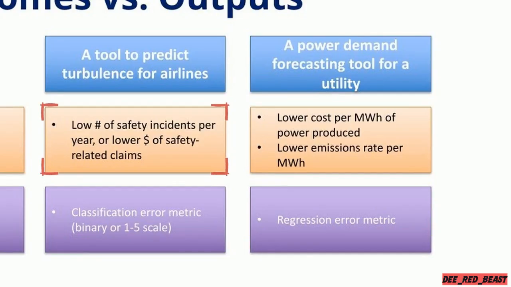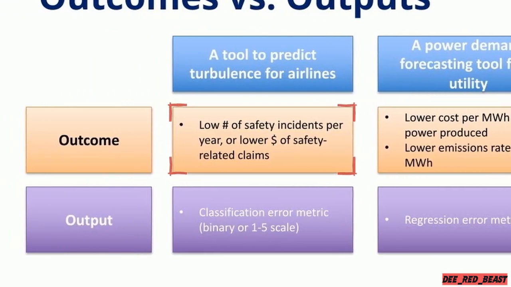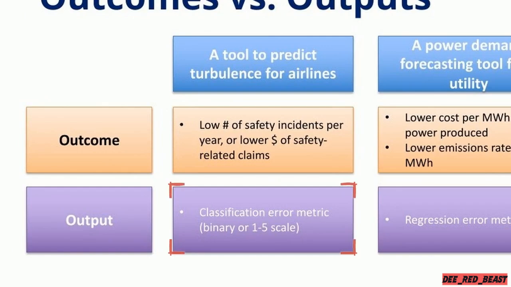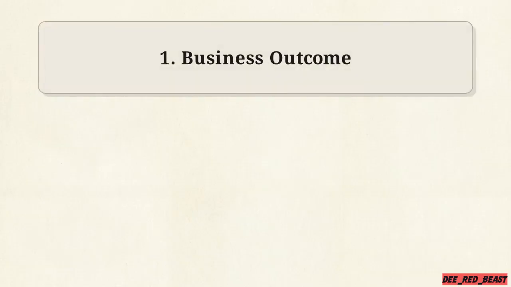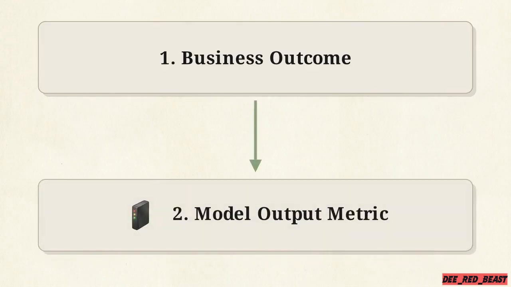Compare that to the airline turbulence prediction tool on the left. The business outcome shifts to minimizing safety incidents. That requires a completely different technical output, specifically a classification error metric on a 1 to 5 scale. Leadership must define the real-world business outcome first. Only then can they select the specific mathematical output metric designed to support it.